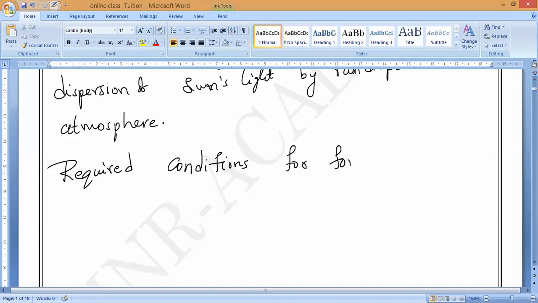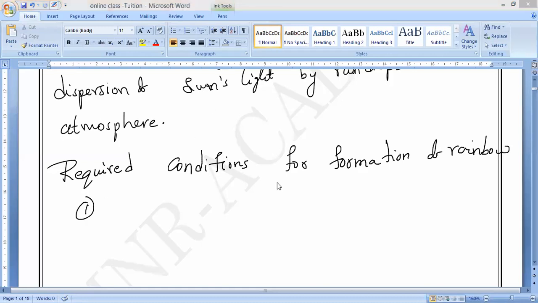Required conditions for formation of rainbow. So what is the first condition, everybody? Anusri, Akshaya? Sunshine. Understand? Sun must be shining.